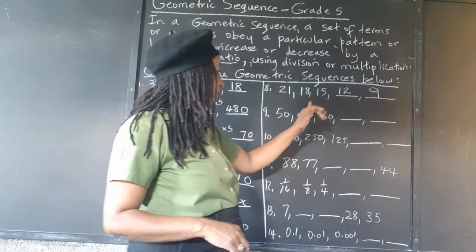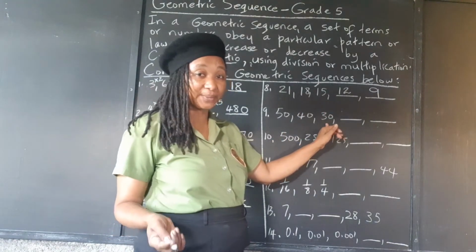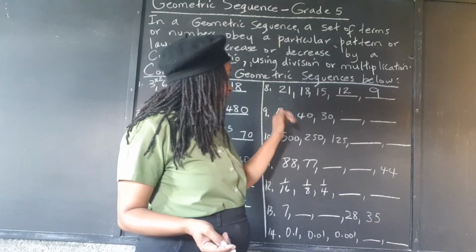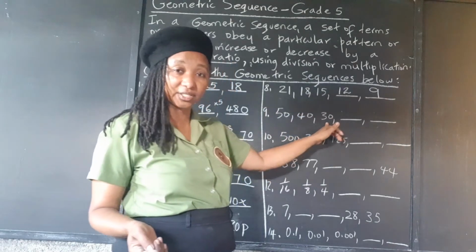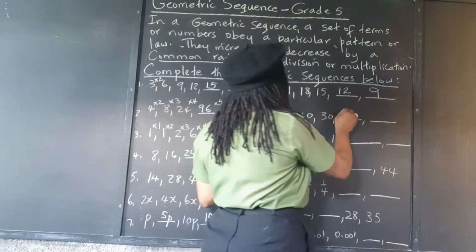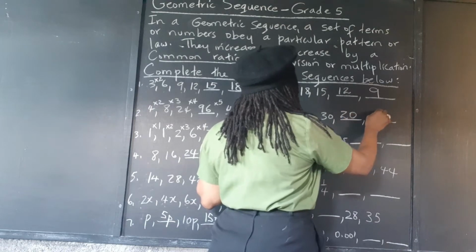50, 40, 30. That's the 10 times table. 10 fives 50, 10 fours 40, 10 threes 30. So now we need 10 twos 20, 10 ones 10.